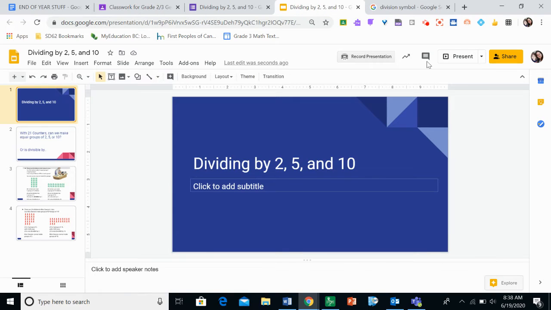All right, so let's start with the PowerPoint. So today we're going to be talking about dividing by 2, 5, and 10. And just remember what we talked about last lesson is that dividing is sharing. So when you're sharing things equally, you have to make sure you're sharing it equally or it's not dividing.